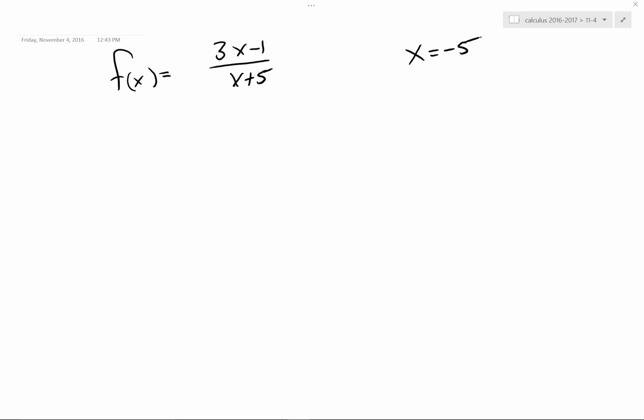You do know. Please do not say I don't know. I'll wait for you. Well, I feel like if it was a hole, I could factor it out. And I don't think I can factor it out. So therefore, it must be an asymptote, yes?